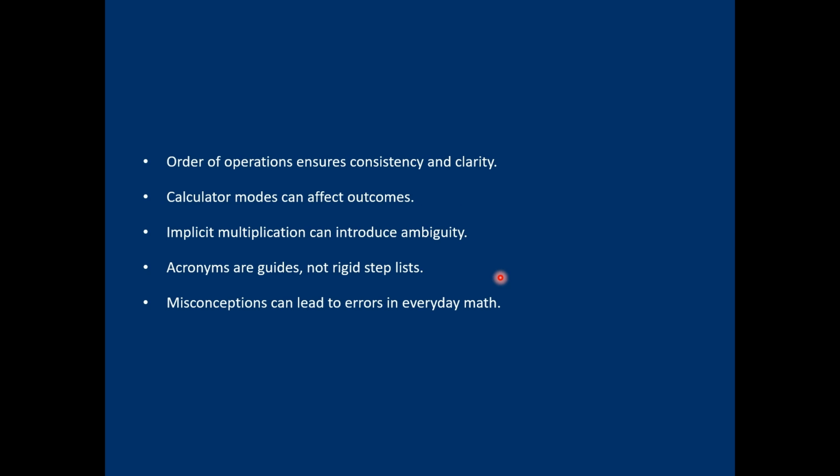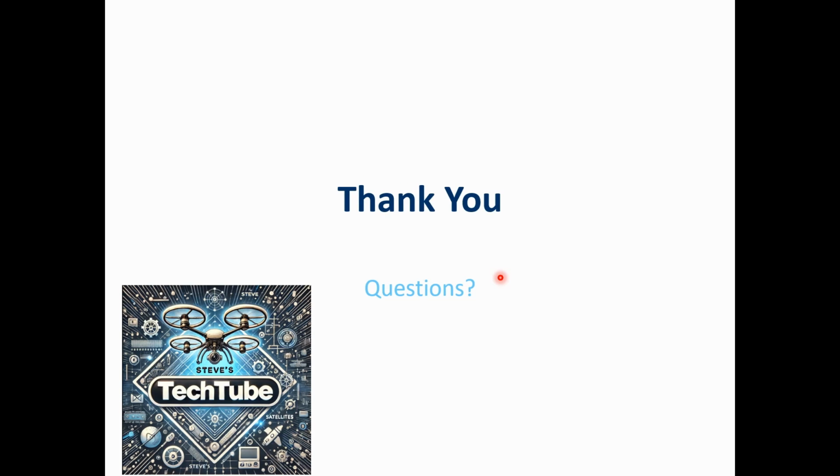The order of operations ensures consistency and clarity. The calculator modes can affect outcomes. Implicit multiplication can introduce ambiguity depending on whether you give that priority or not. Acronyms are guides, they're not rigid step lists or checklists, okay? And misconceptions can lead to errors in everyday math. So hopefully that's been helpful. This is just a real quick presentation on the order of operations.